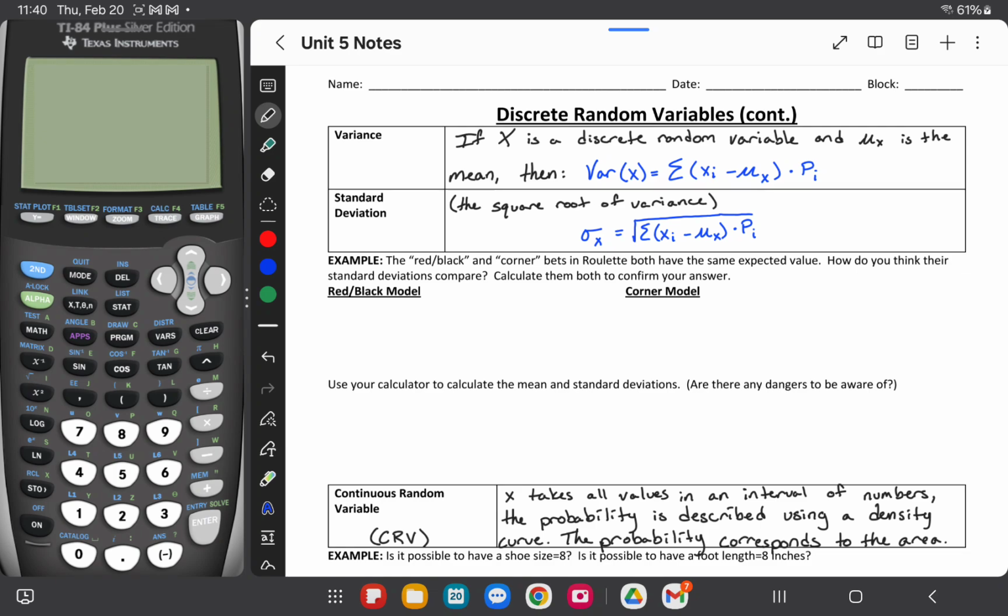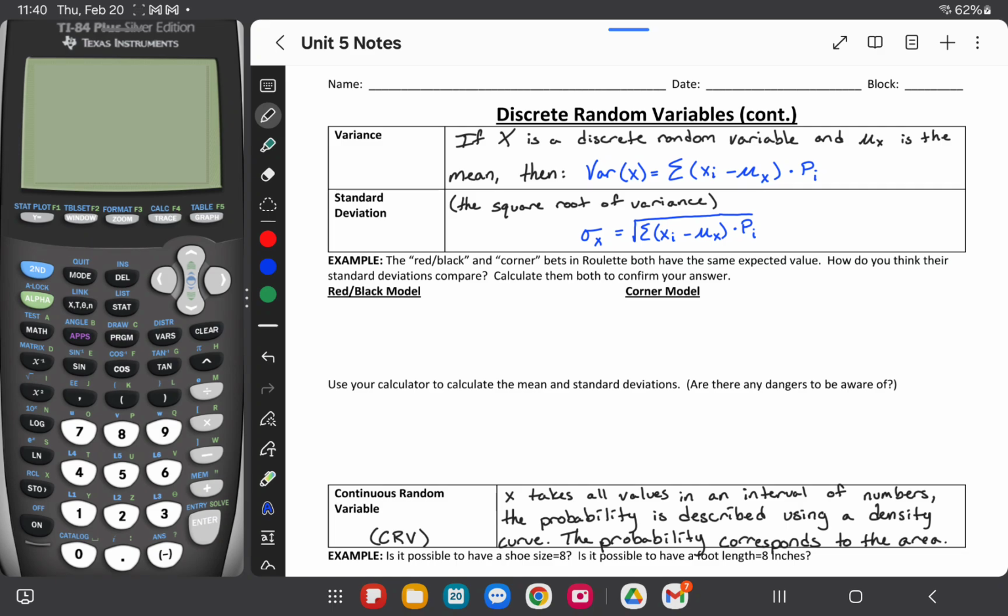So to look at an example of this, let's talk about those two different types of bets that we've seen so far in roulette. Those two bets are the red-black bet as well as the corner bet, which we now should understand have the exact same expected value. How do we think their standard deviations are going to compare, though? Let's calculate both and confirm whether or not our answer is correct.